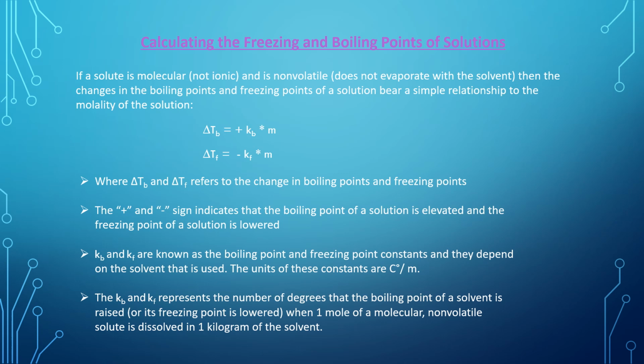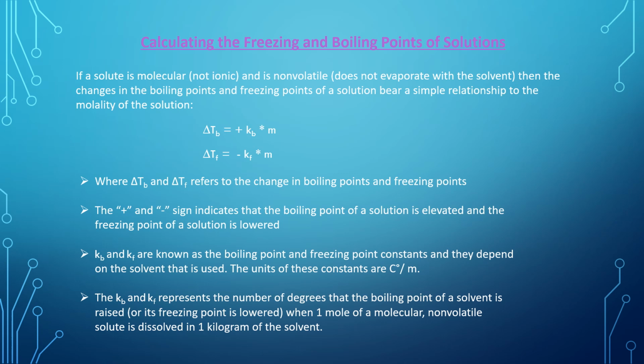Calculating the freezing and boiling points of solutions. If a solute is molecular, not ionic, and is non-volatile, then the changes in the boiling point and freezing point of a solution bear a simple relationship to the molality of the solution. ΔTb = +Kb × m. ΔTf = -Kf × m, where ΔTb and ΔTf refer to the change in boiling point and freezing point.